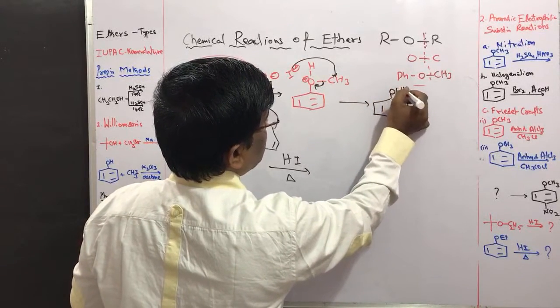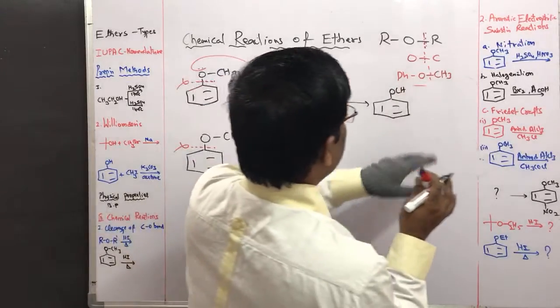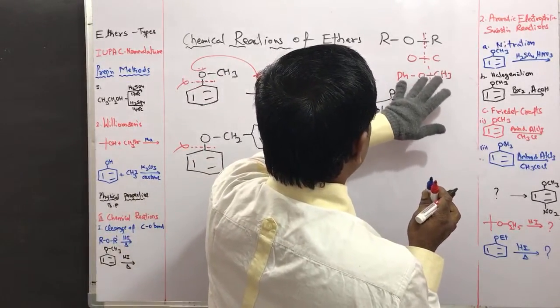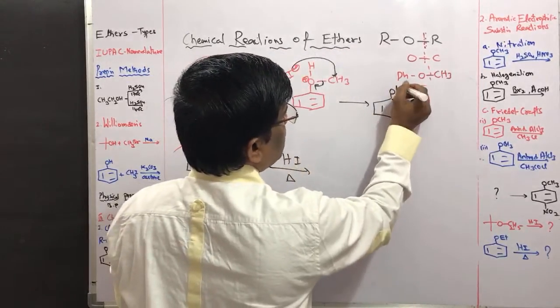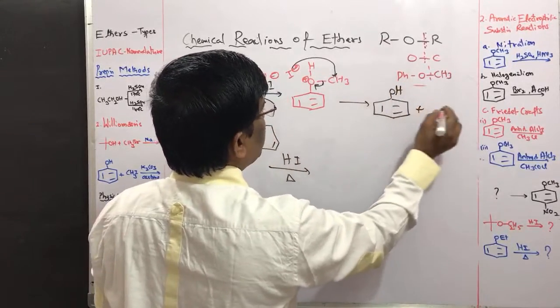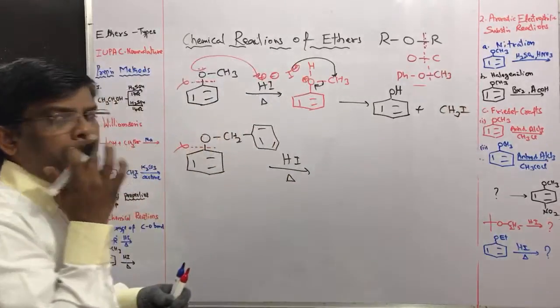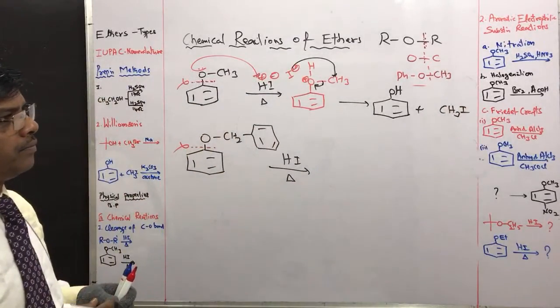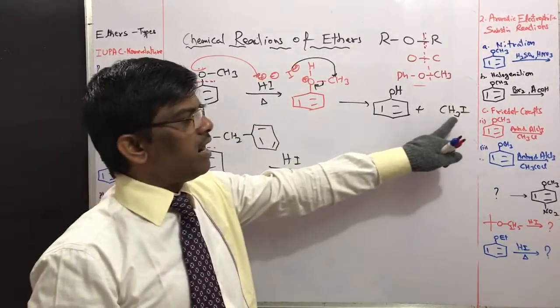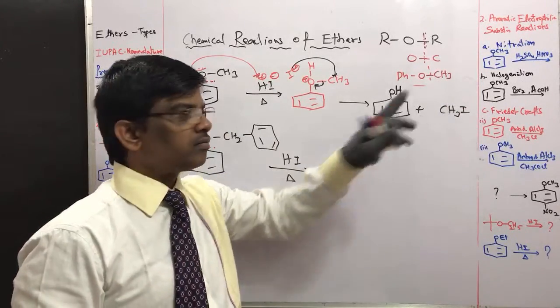So the demethylation reaction is very important, students, in synthetic organic chemistry, protection and deprotection. So demethylation takes place to give phenol. And the leftover other part is going to be iodide. Yes? So this is phenol and iodide comes out.